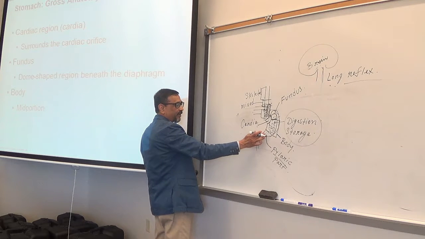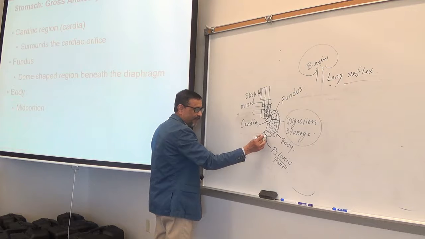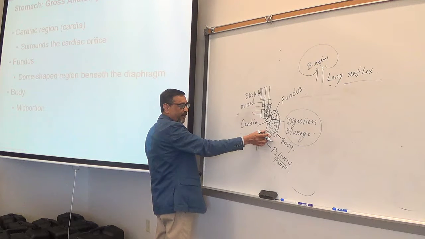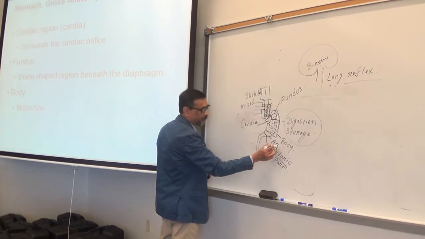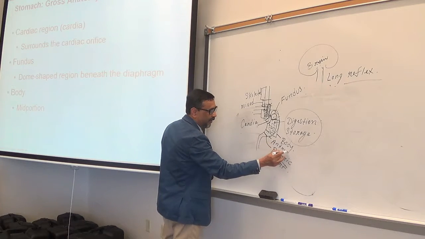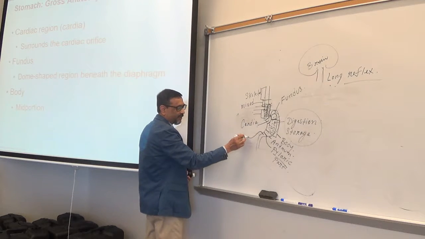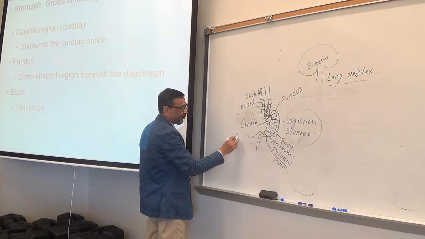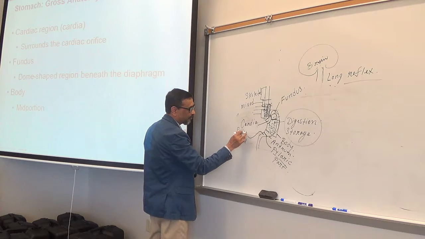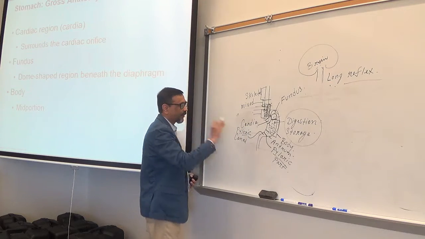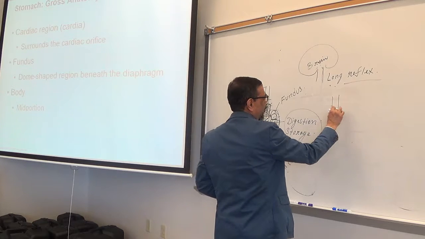Now, the pyloric part is divided into 2. The first wider, upper part is called the pyloric antrum. And the last narrow part of the pyloric part is called the pyloric canal. Okay. So this is the esophagus, stomach.